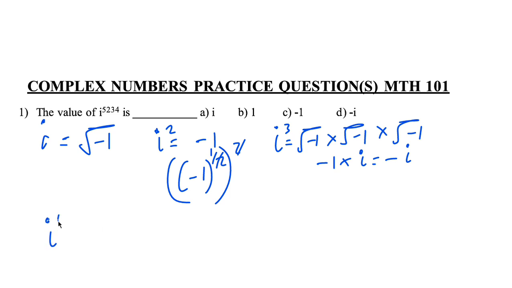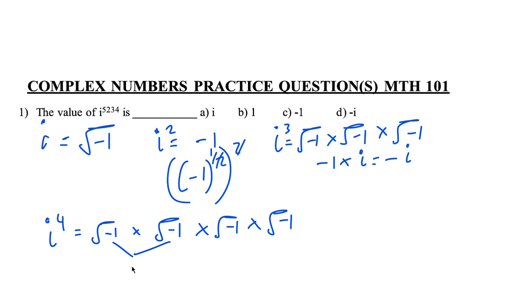Then i raised to the power 4 is square root of minus 1 times square root of minus 1 times square root of minus 1 times square root of minus 1. Minus 1 times minus 1 is what? Minus 1. This time, minus 1 times minus 1 is going to give us 1. So you can see the possible values.